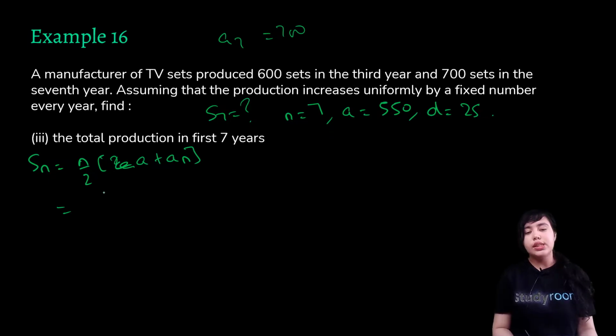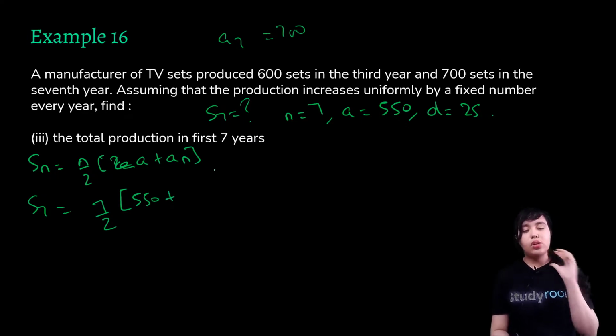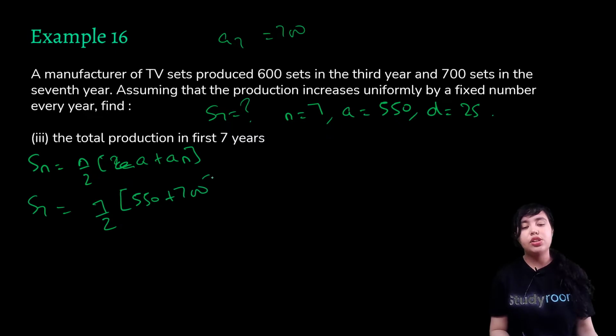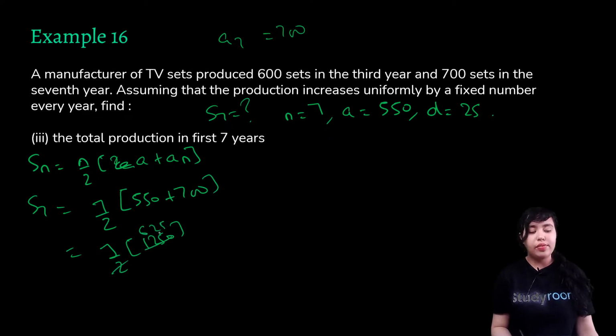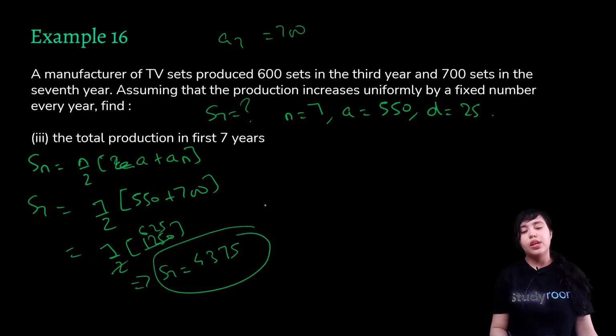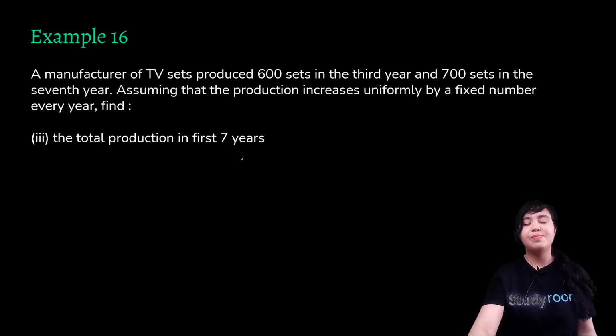So if you use this, n is 7 by 2 and A is 550 plus An here is 700. So it's 7 by 2, this will become 1250, this will become 625. And when you solve this, you will get S7 as 4375. So this is your answer. This is the total production in the first 7 years.